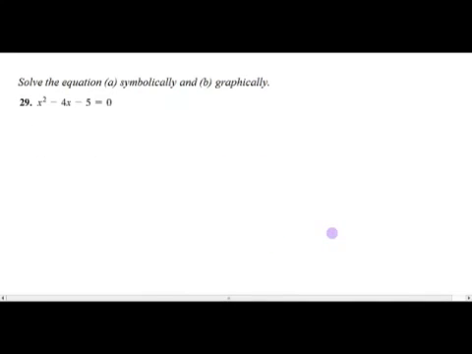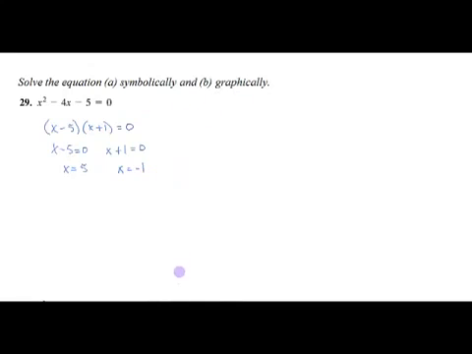Solve the equation symbolically and graphically. So we know how to do this symbolically. We simply factor. We're going to factor that trinomial, and then we set each factor equal to 0 and solve those simpler linear equations. And we get x equals 5 or x equals -1.